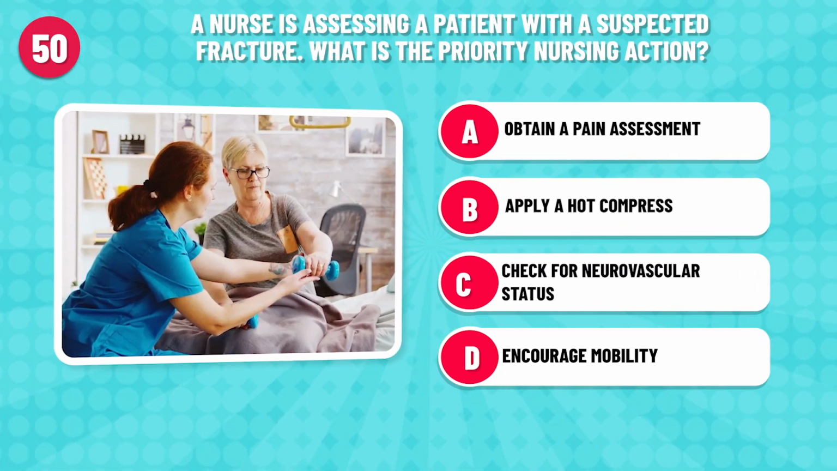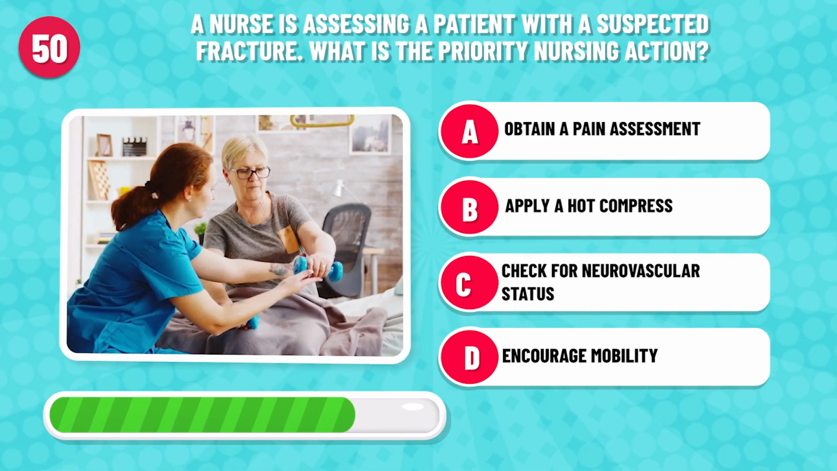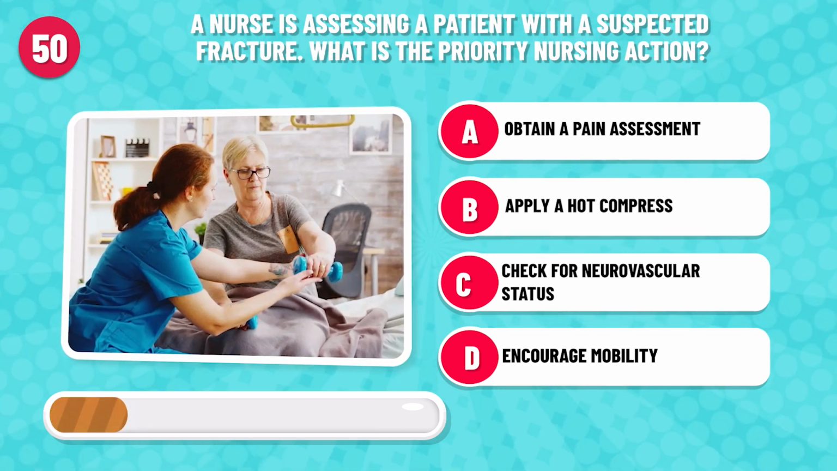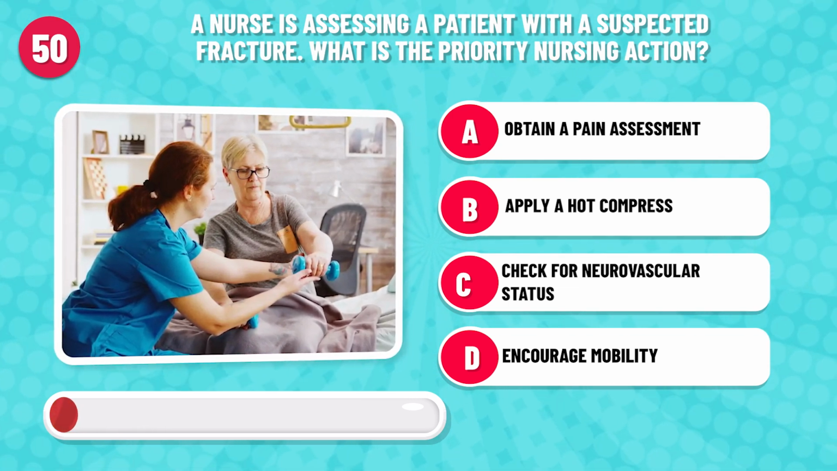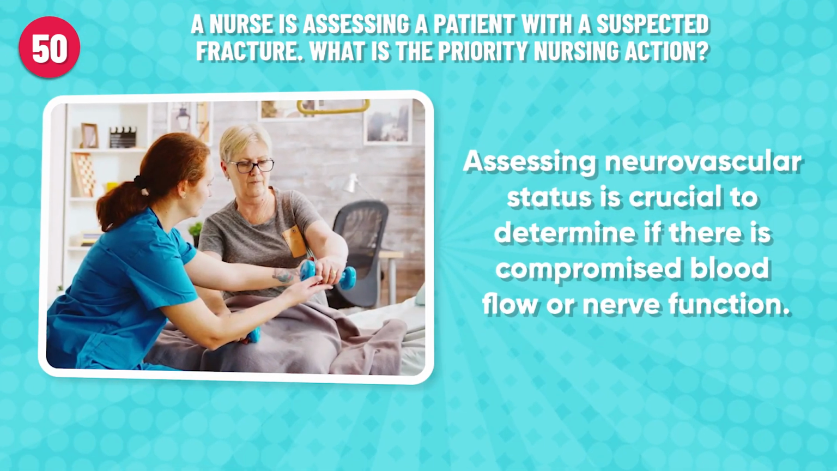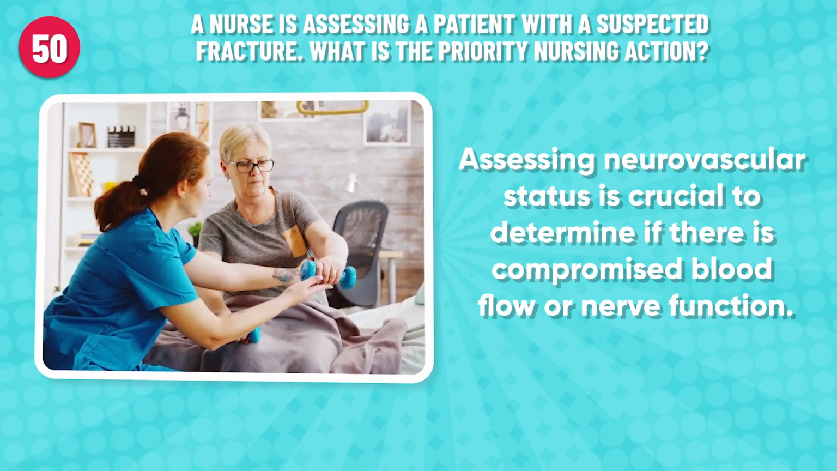A nurse is assessing a patient with a suspected fracture. What is the priority nursing action? It's C. Check for neurovascular status. Assessing neurovascular status is crucial to determine if there is compromised blood flow or nerve function.